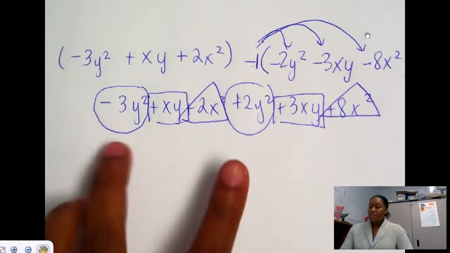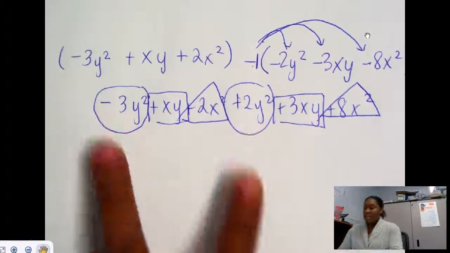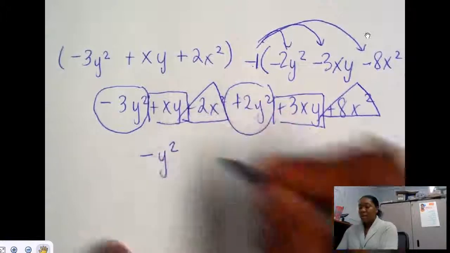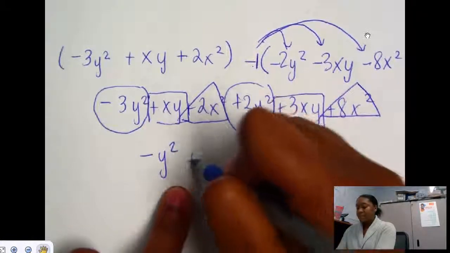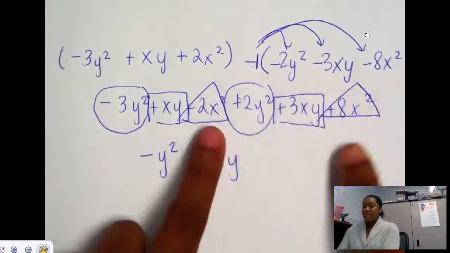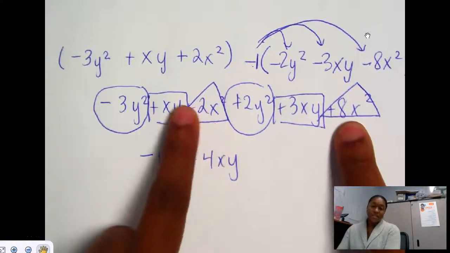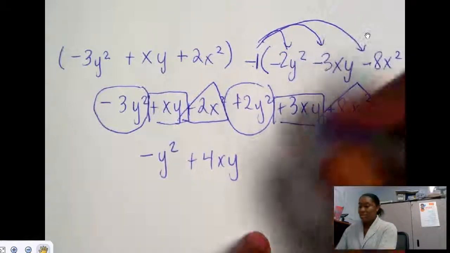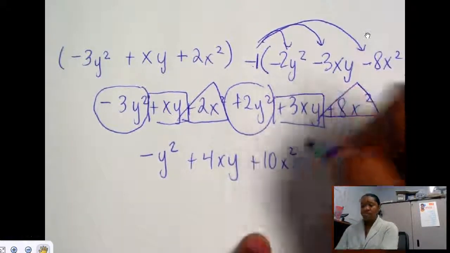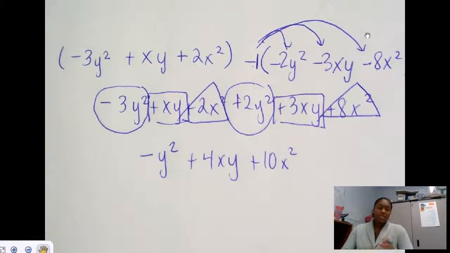So I'm going to combine these two, which will give me negative y squared. I'm going to combine these two for a 4xy. And then for my triangles, they're both positive. Again, that's a plus right there, it came from right here. So this is going to be 10x squared. Done. You're just dealing with the coefficients and the numbers. Very straightforward. I'm going to do maybe 2 or 3 more and cut this video.